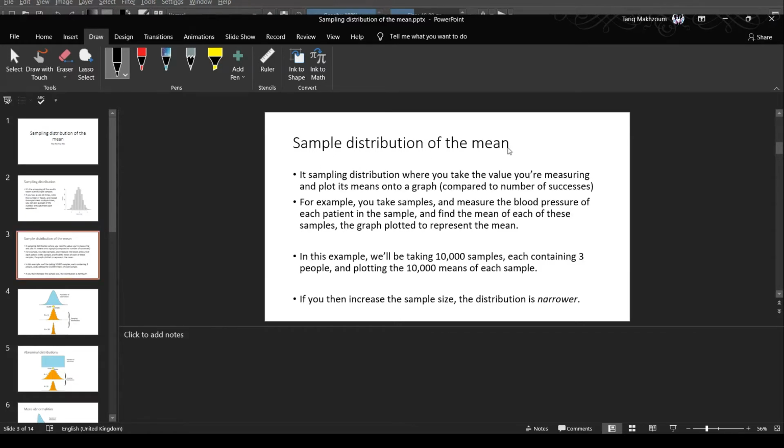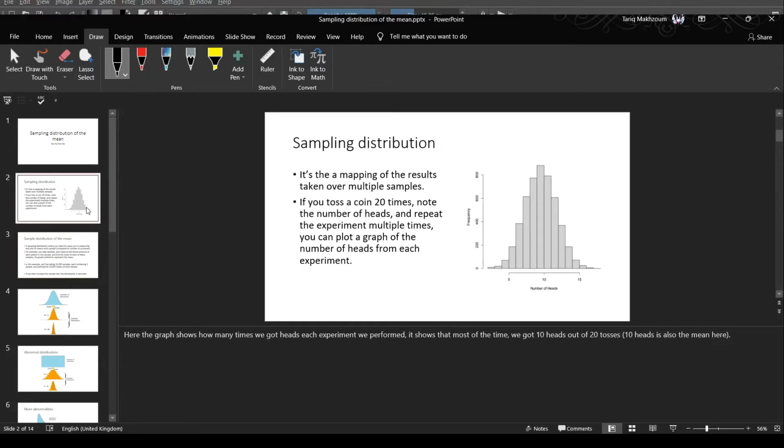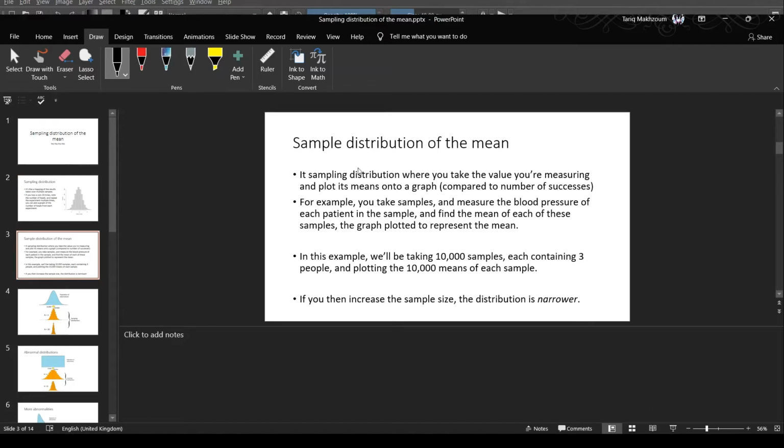Right, so the sampling distribution of the mean is very similar to this. Now, this experiment with the coin tosses, a coin toss has a binomial distribution. It's either going to be heads or tails. But with the sampling distribution of the mean, it's not binomial. Instead, you're actually taking a continuous variable and looking at the full continuous variable, compared to the number of successes. So you're going to take the mean of a sample. Let me give an example to illustrate this.